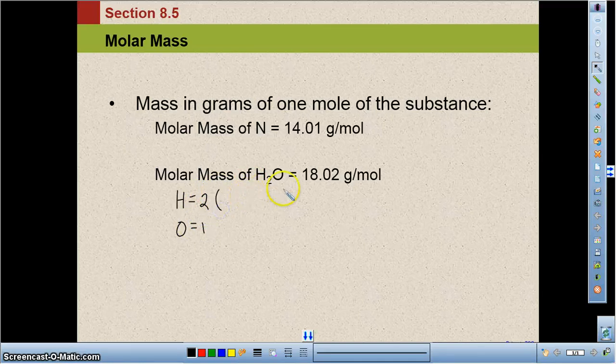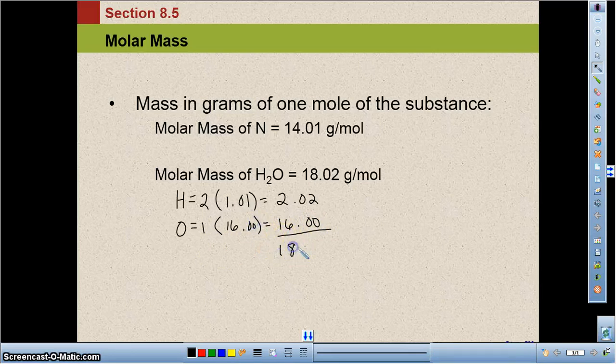Then we look at the molar mass of each element. So the molar mass of hydrogen is 1.01 grams per mole, and we know that oxygen is 15.998, I believe, so we're going to say it's 16 grams per mole. Then we're going to go ahead and multiply those out. So 2 times 1.01 is 2.02. Oxygen is going to be 16.00. So the molar mass of water, H2O, is 18.02 grams per mole.